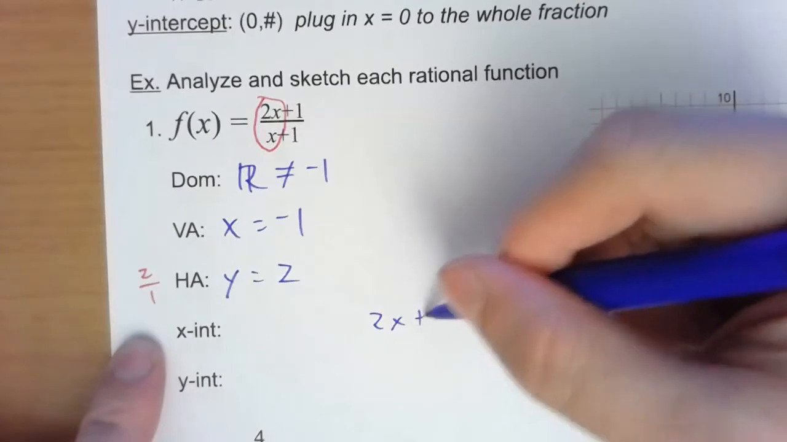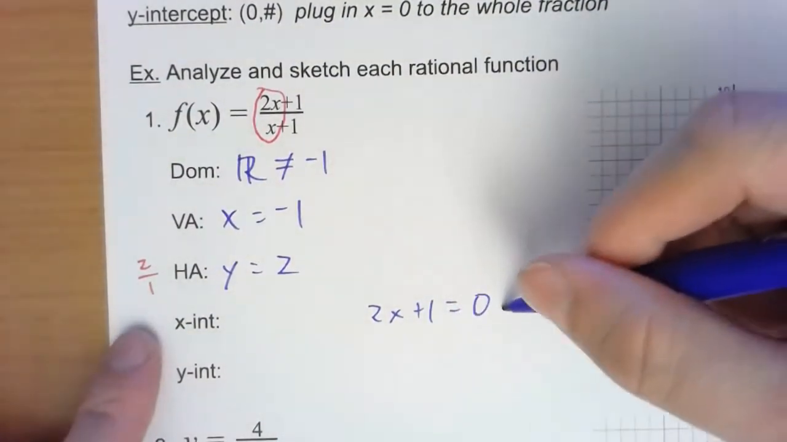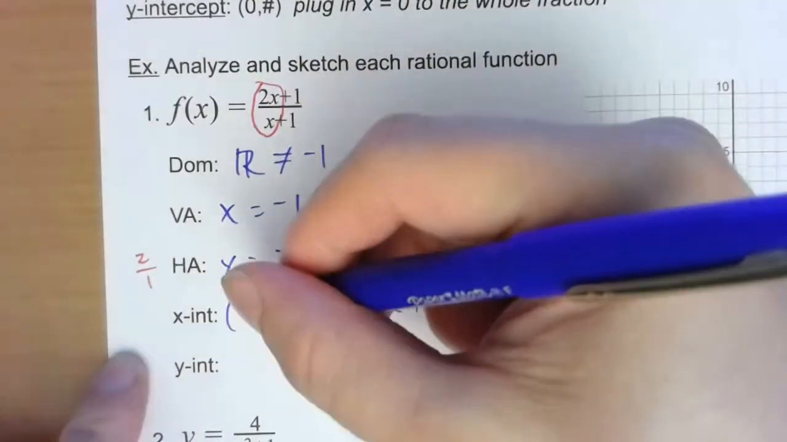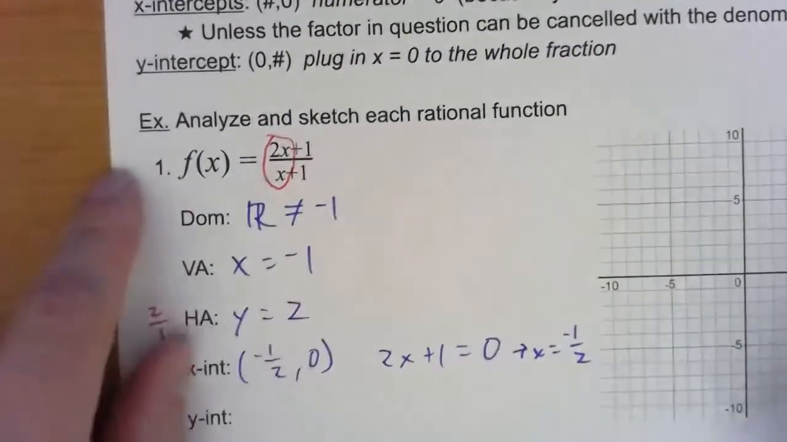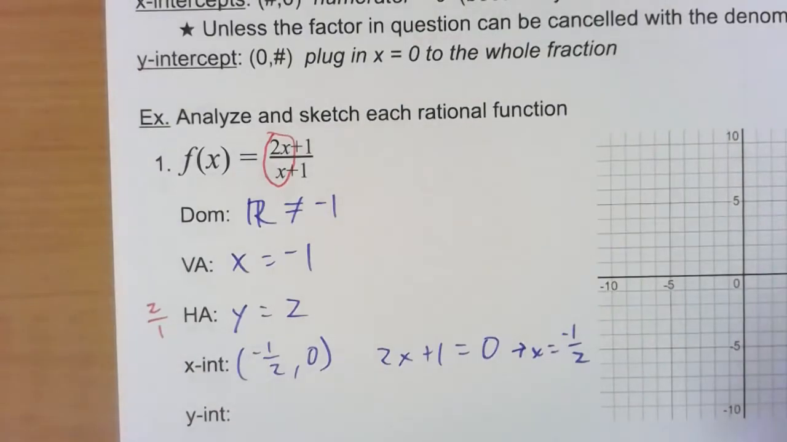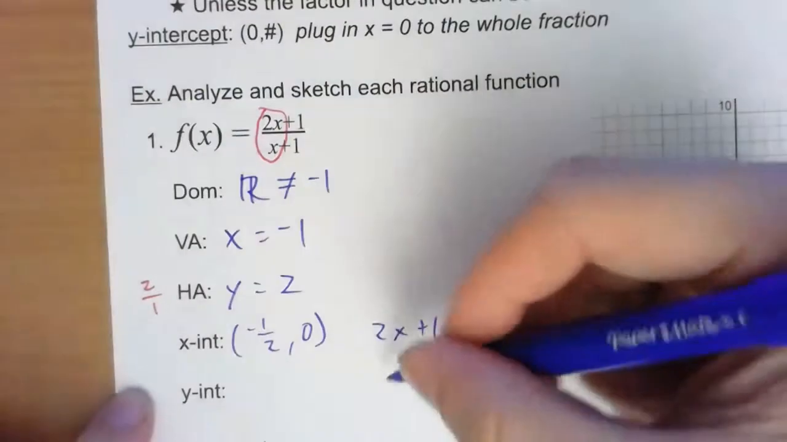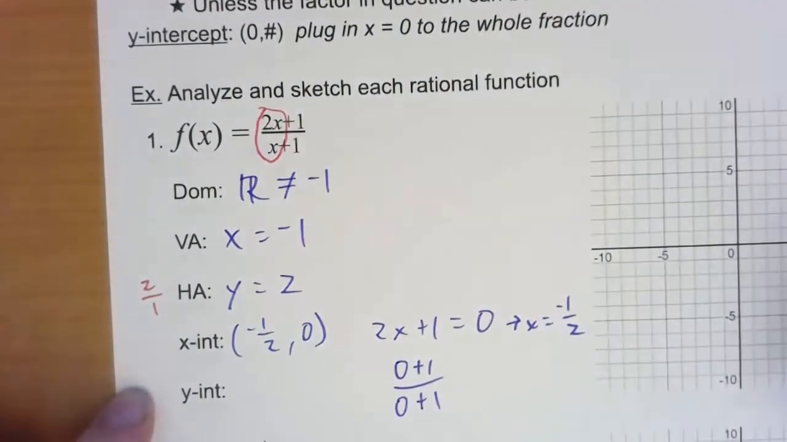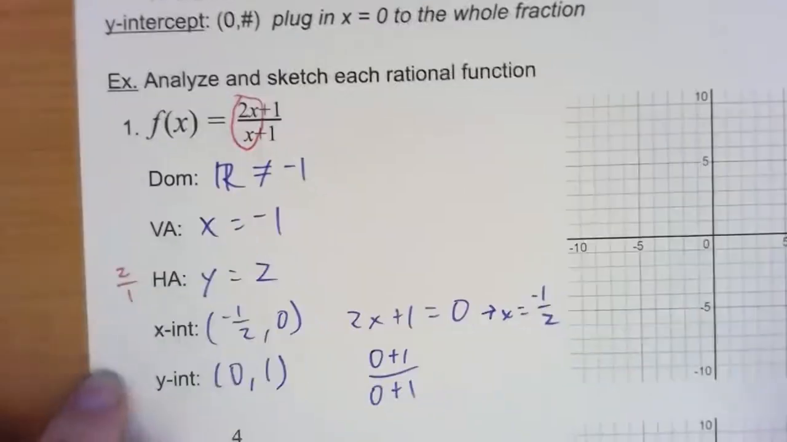So here what we want is 2x plus 1 to equal 0. And so that's going to give us x equals -0.5. And so the x-intercept is -0.5, 0. And then for the y-intercept, of course, just like normal, that's when x is 0, so we can just substitute 0 for x into the function. So we get 0 plus 1 over 0 plus 1, which of course is just 1. So our y-intercept is 0, 1.